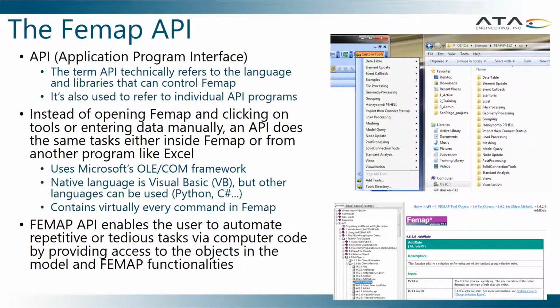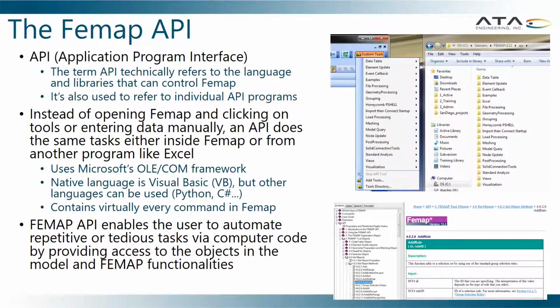So the 2 major tools that I'm going to show you in a minute, the model generator and the lift and turn tool, are both built on the Femap API. The API is also known as the Application Program Interface. Technically, it refers to the language and libraries that you can use to control Femap, but it is also used to refer to individual API programs. So, I might say, oh, I wrote an API that changes the background color.